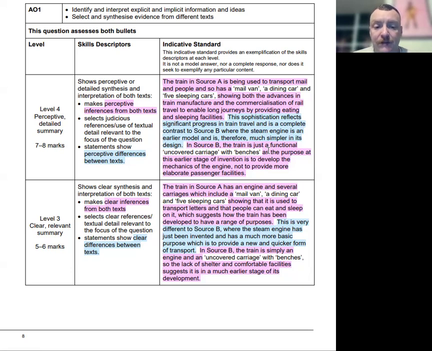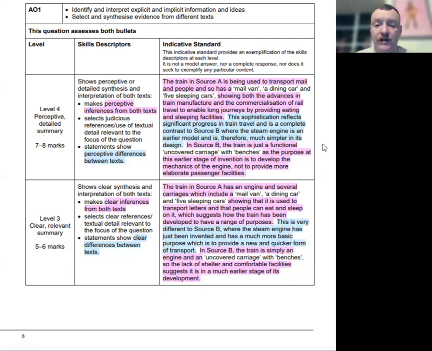So where we're looking at perceptive differences between texts, this sophistication reflects the significant progress in train travel and is a complete contrast to source B, where the steam engine is an earlier model and is therefore much simpler in its design. So the student has identified a clear contrast. They've identified clear differences. Yes, they're both traveling in a similar mode of transport. However, the age and time period has already given us some clues. We know there is going to be some difference.